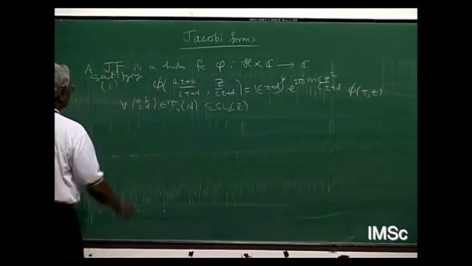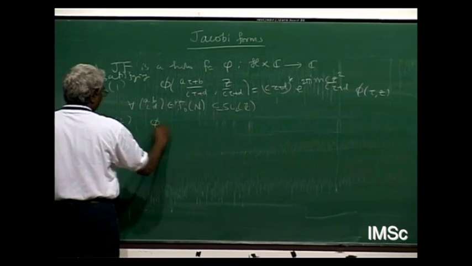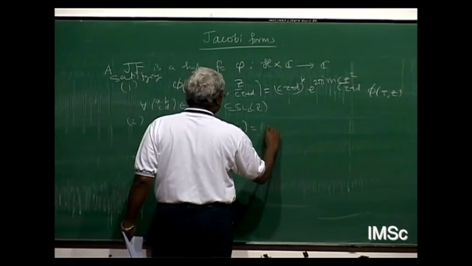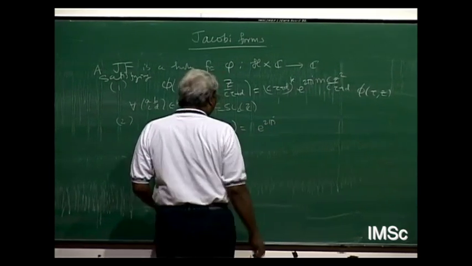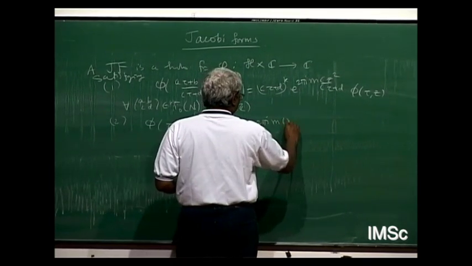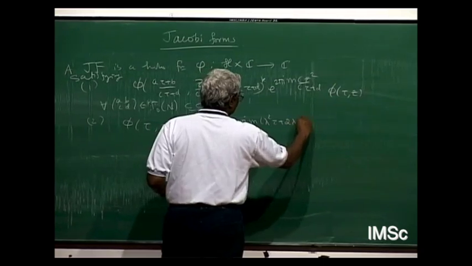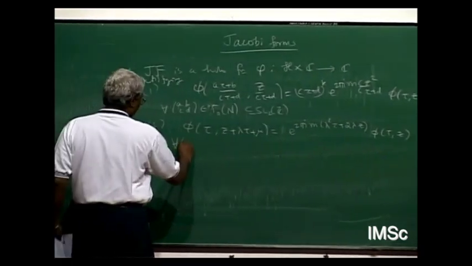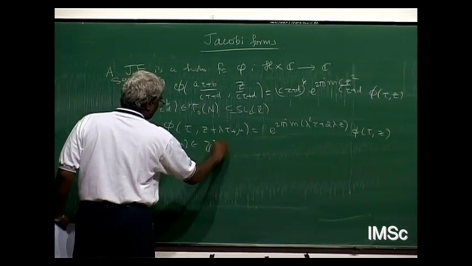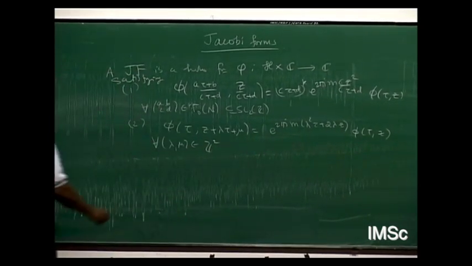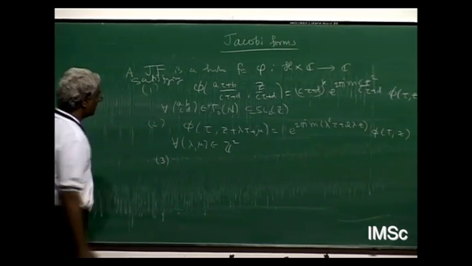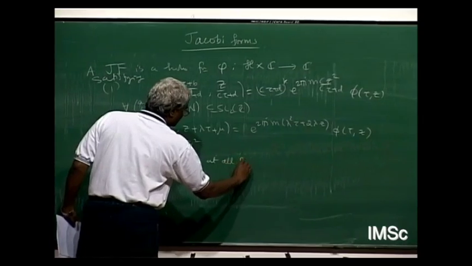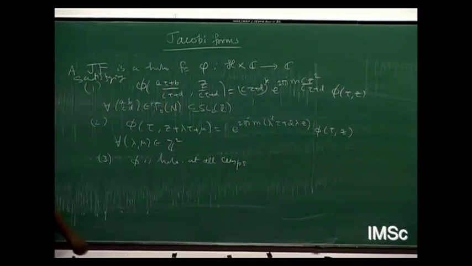And the second transformation is with respect to the lattice. Phi of tau, Z plus lambda tau plus mu is e to the power 2 pi i m into (lambda squared tau plus 2 lambda Z) times phi of tau. This should be true for every lambda, mu in Z squared. And the third one is, as usual, that phi is holomorphic at all the cusps of gamma 0 N.